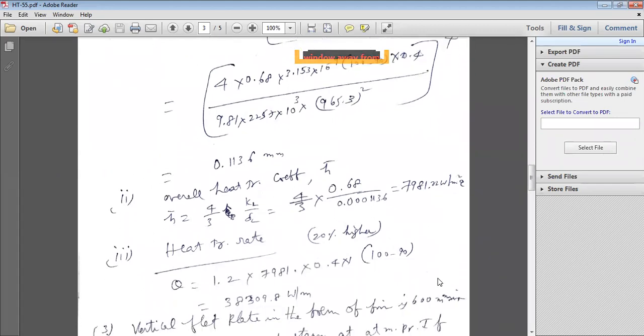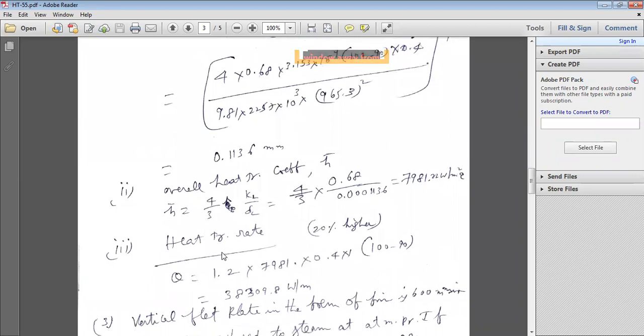Now the heat transfer rate. The general formula for heat transfer rate in the convection concept, or in condensation, is Q equal to H into area into temperature difference, that is T saturation minus Ts. Q is equal to H bar into surface area into T saturation minus Ts. That is the H bar value 7981 point some 22 into the surface area of the vertical plate.